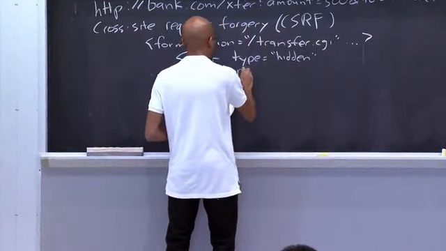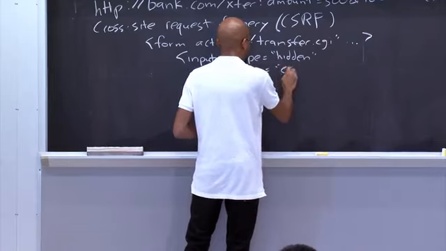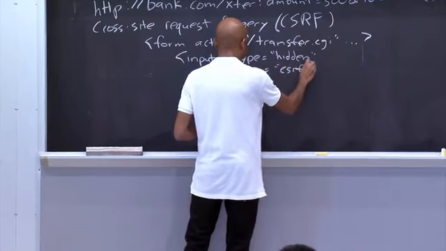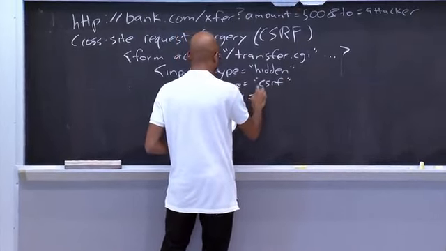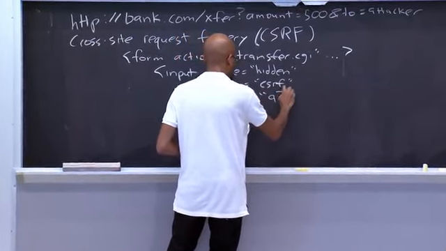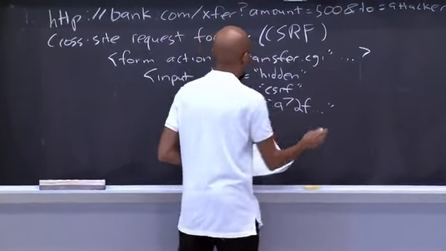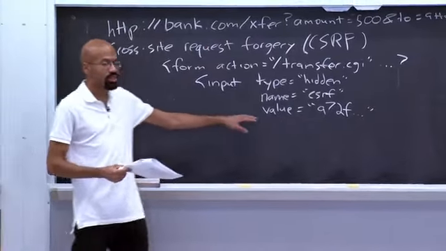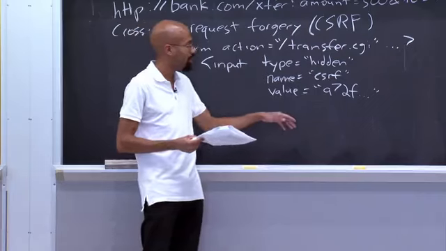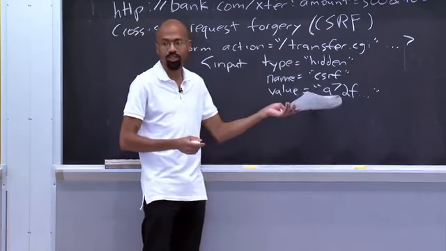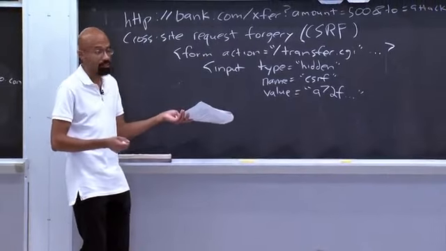And then we can give it this attribute. We'll call it CSRF. And then we'll give it some random value. A72F, whatever, right? And so remember, this is generated on the server side, right? So when the user goes to this page, on the server side, it somehow generates this random token here, right? And embeds that in the HTML that the user receives.